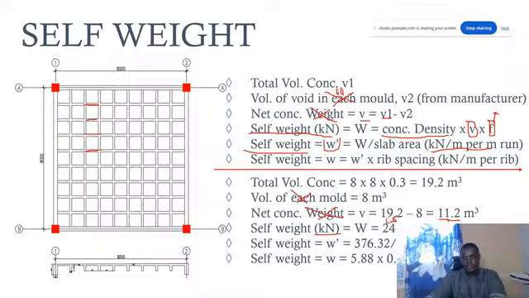We have 5.88. But what we needed is the amount of load on one part of the rib. So that is why we assume the rib spacing is 0.75. So we have 4.41 kilonewton per meter per rib. So this is going to be the load you are going to put on your rib and analyze. So this is how you can determine the self weight for a waffle slab.